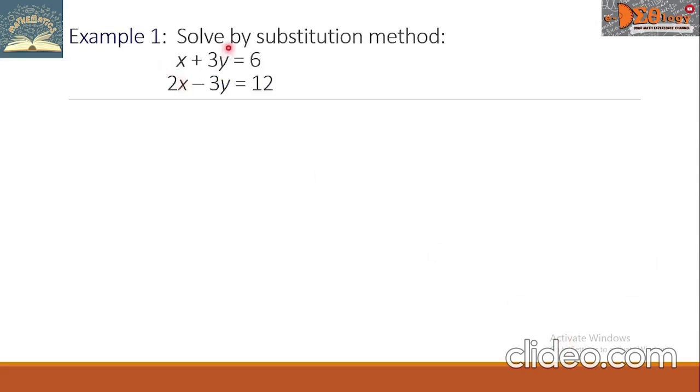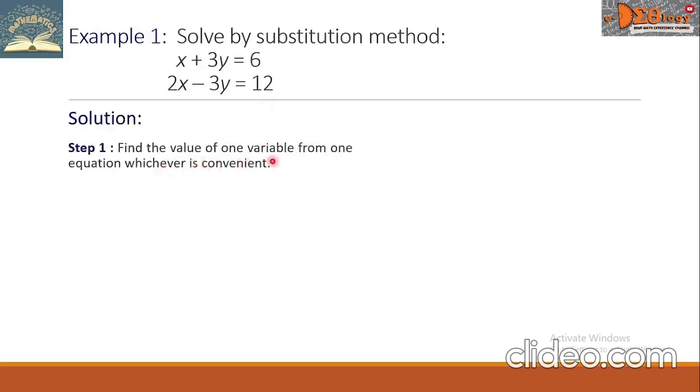Example 1. Solve by substitution method. x plus 3y equals 6, 2x minus 3y equals 12. Step 1. Find the value of one variable from one equation, whichever is convenient. Let this be our first equation. This is the second equation. Look at our first equation. We can isolate x in one side, meaning this positive 3y we will transpose to the right. So we have x equals 6 minus 3y.